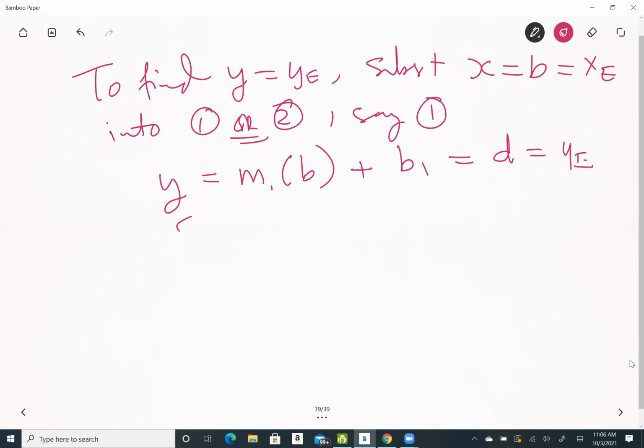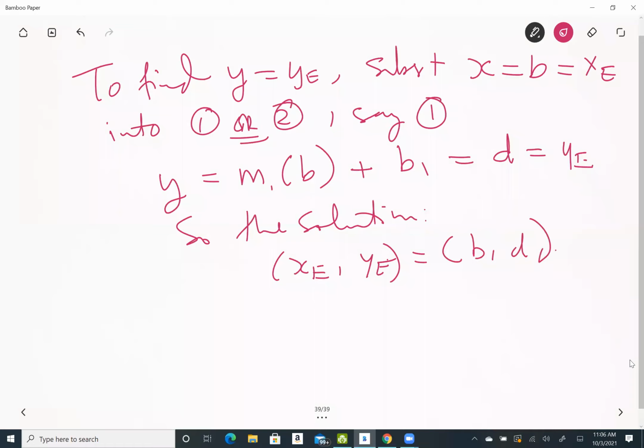So the solution (xe, ye) is equal to (b, d). That is our solution. Now, that will be one value, the constant. The thing here is we just used the method of substitution. Like I said earlier, the substitution method you will be using until the end of the semester. Very important, basic and simple method.